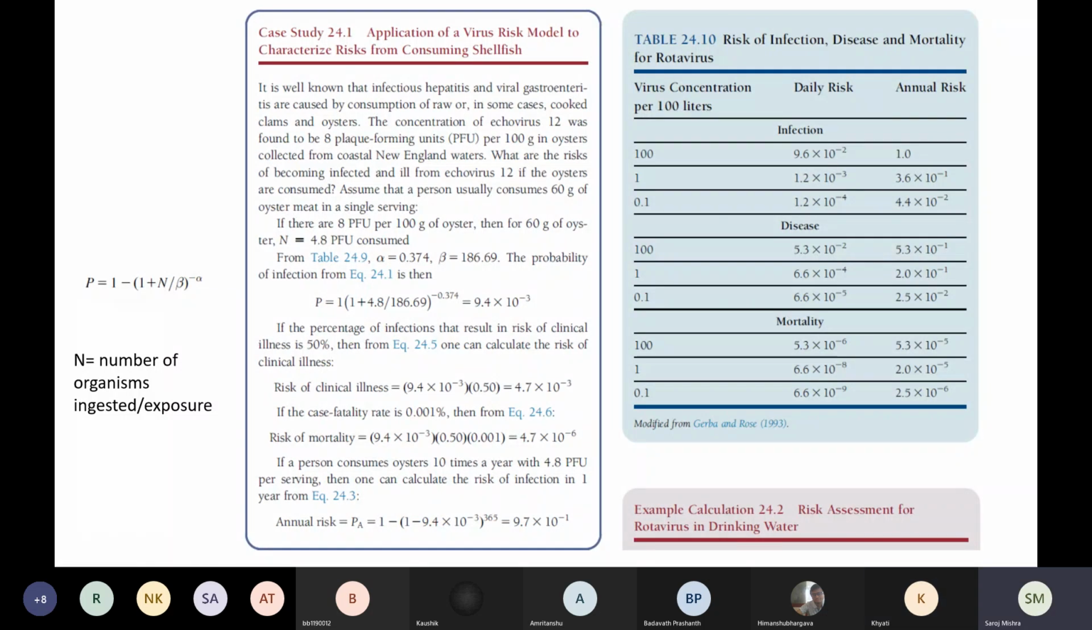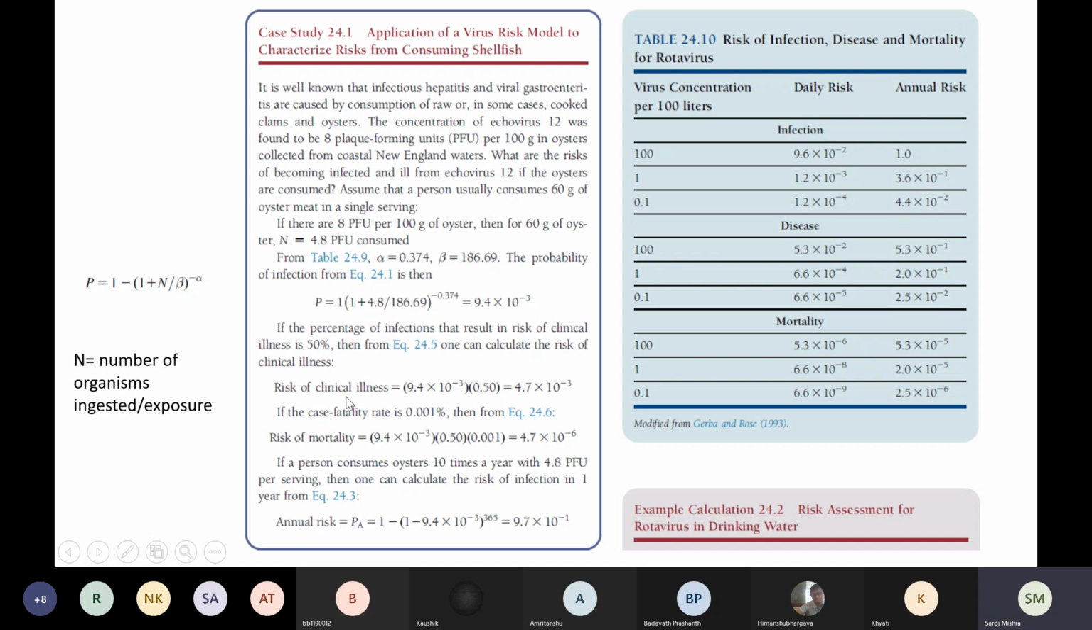Okay, so P is equal to 1 plus N, and you have calculated the exposure is 4.8. Beta from the model is already given to you, 186. That's why I put in this number here. Alpha, which you are supposed to plug in here, is this. So you have 9.4. Okay, so this is the probability of infection.